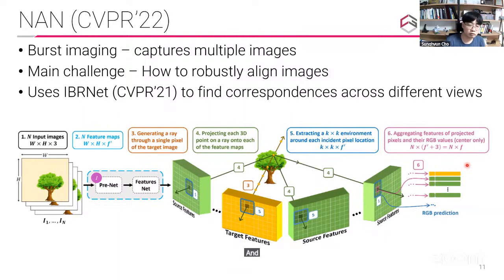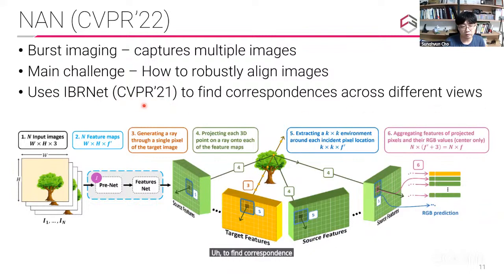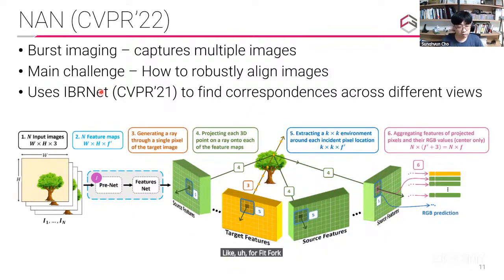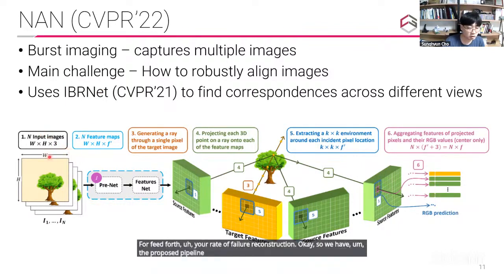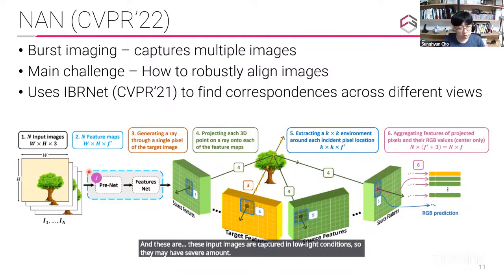Okay. And the main challenge in burst imaging is how to robustly align the input noisy burst images. To tackle this challenge, NAN uses IBRNet, which was presented at CVPR 2021, to find correspondences across different views. And IBRNet is actually a feed-forward network for feed-forward radiance field reconstruction. Okay, so the proposed pipeline is like this. Here we have n input images, and these input images are captured in low light conditions, so they may have a significant amount of noise.